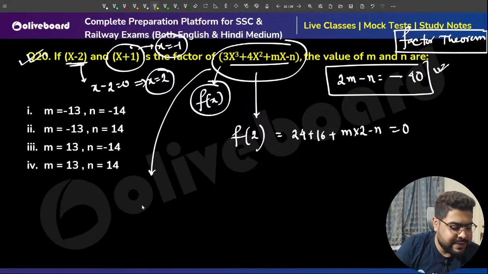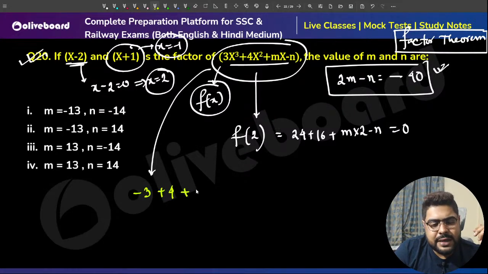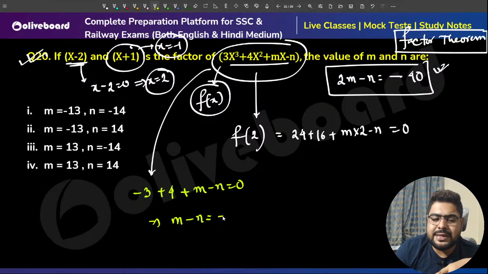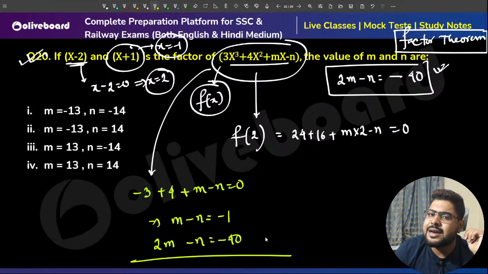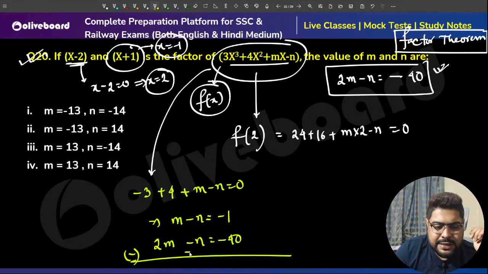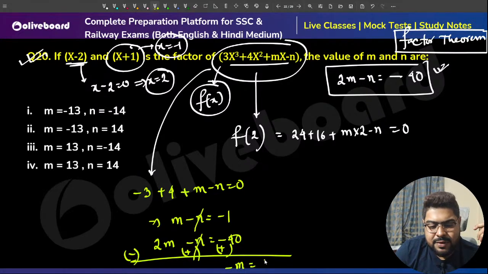If you put x as minus 1, that is minus 3 plus 4 plus m minus n, that is 0. m minus n will be 4 minus 3, 1, that is minus 1. You put down the second equation here, 2m minus n equal to minus 40. So do the subtraction. This will become minus minus plus. So m minus 2m is minus m, it is equal to 40.